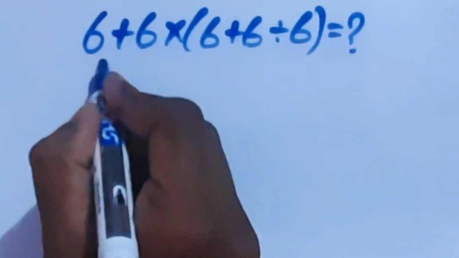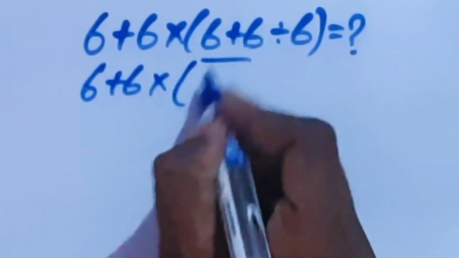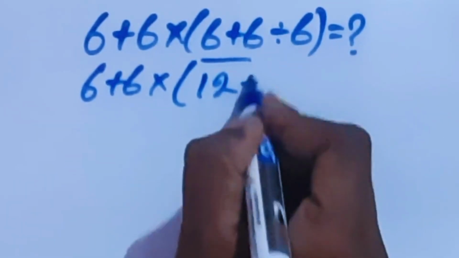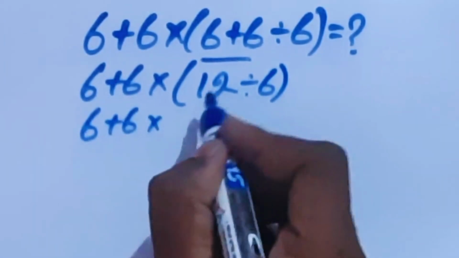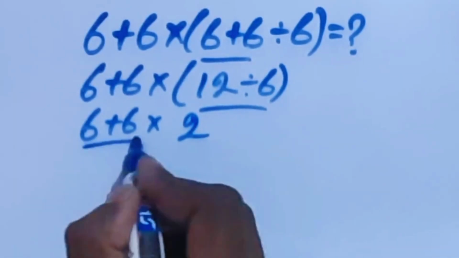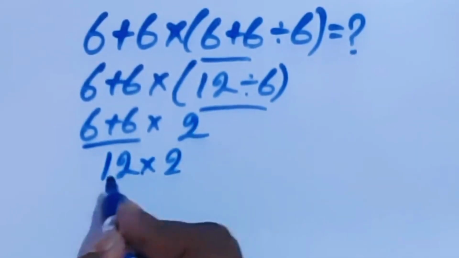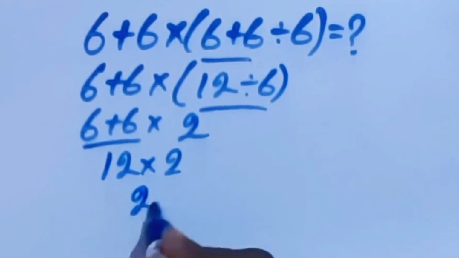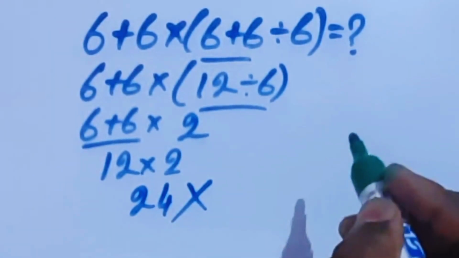I guess here 6 plus 6 times... here 6 plus 6 is 12, divided by 6. Here 12 divided by 6 is 2. Now 6 plus 6 is 12, times 2. Here 12 times 2 is 24, which is the wrong answer. As per the order of operations, PEMDAS, this 24 is the wrong answer.